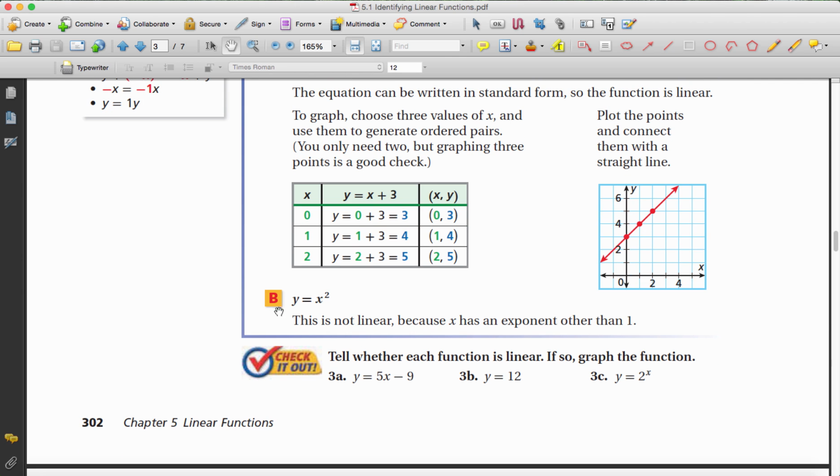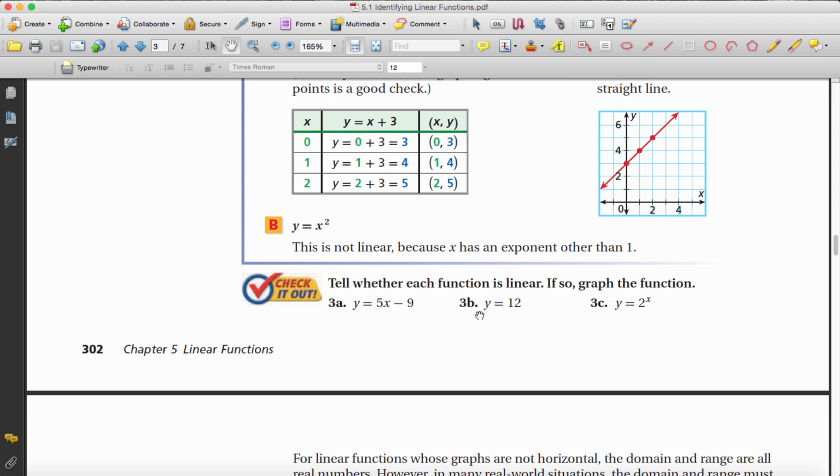Part B, what about y equals x squared? Well, this can't be linear. It is a function, but it's not linear. And the reason is because of the power of 2 right here. So this is not a linear function. It's what we actually call a quadratic. But that's not till later lessons, so we just say, nah, not linear.